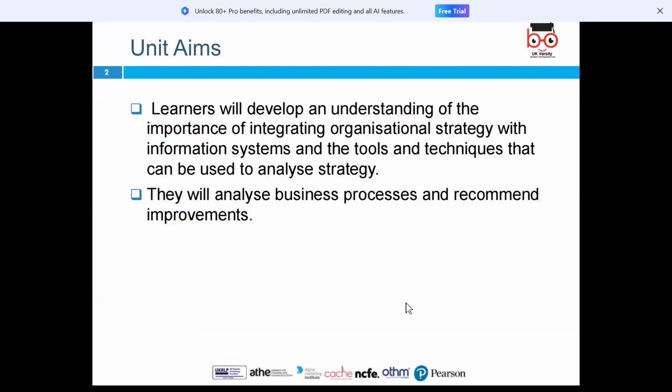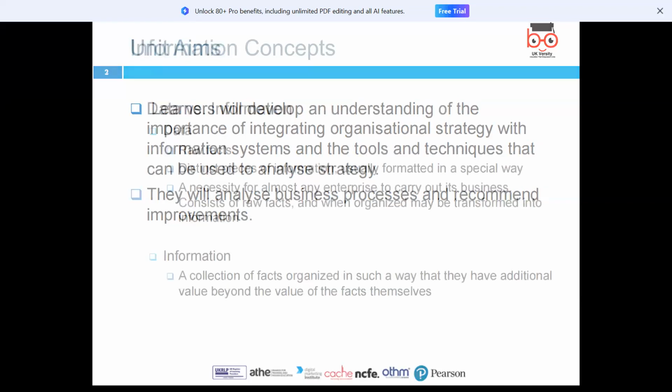In our unit aim, the learner will develop an understanding of the importance of integrating organizational strategy with information system and the tools and techniques that can be used to analyze strategy. They will analyze business process and recommend improvements.